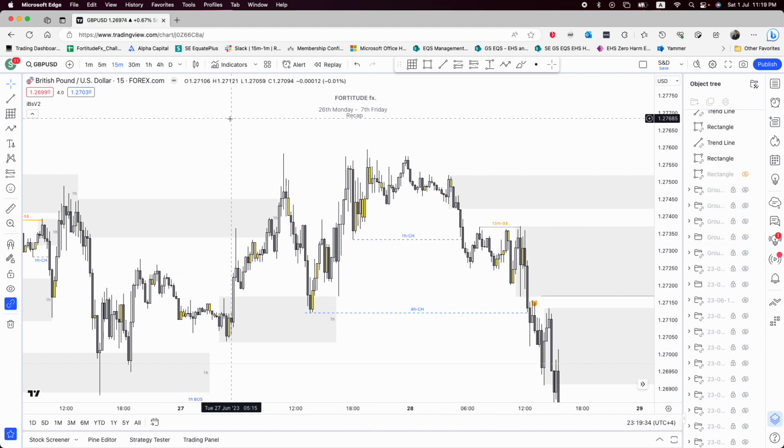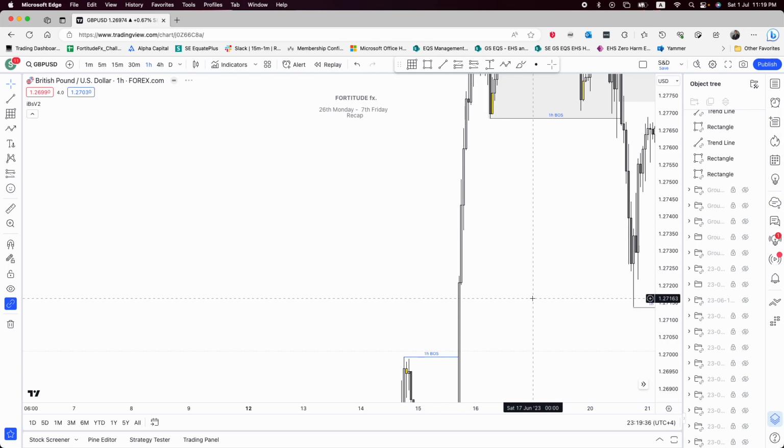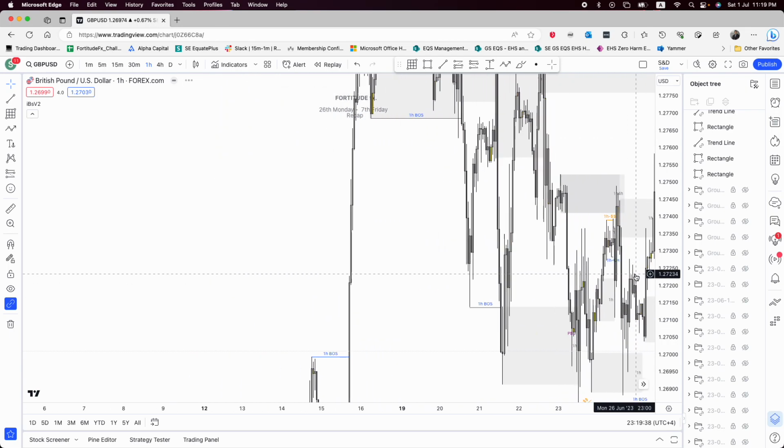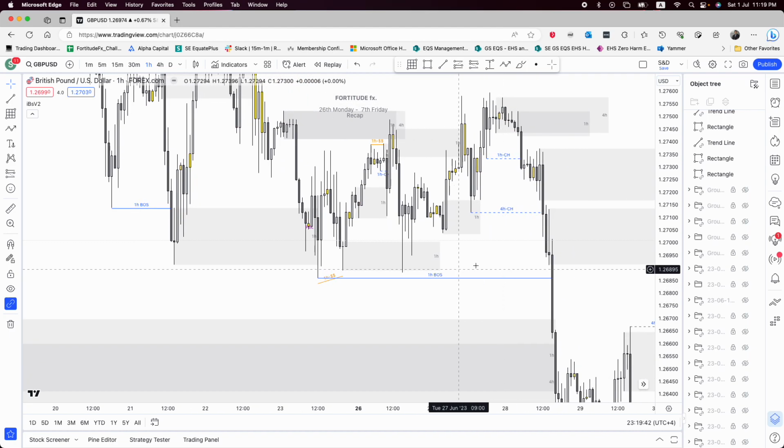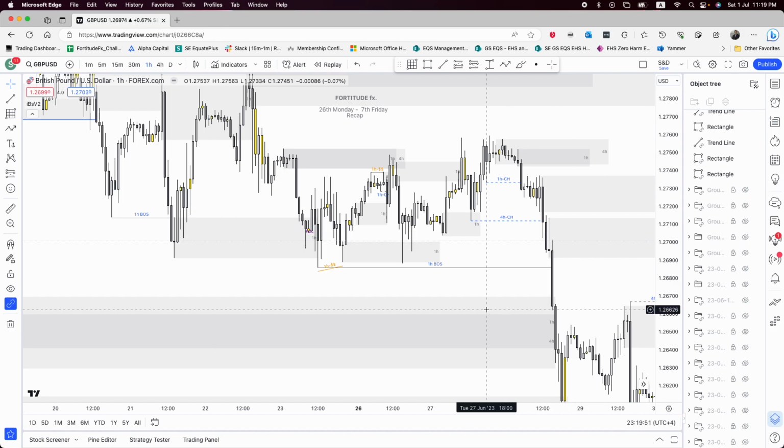Let's move on. So let's go back to the 1 hour chart. And then where we are. So we covered this, and then we came up over here on a Tuesday. Nothing really is happening on a Tuesday. It was a fairly slow day. It was quite a ranging market.